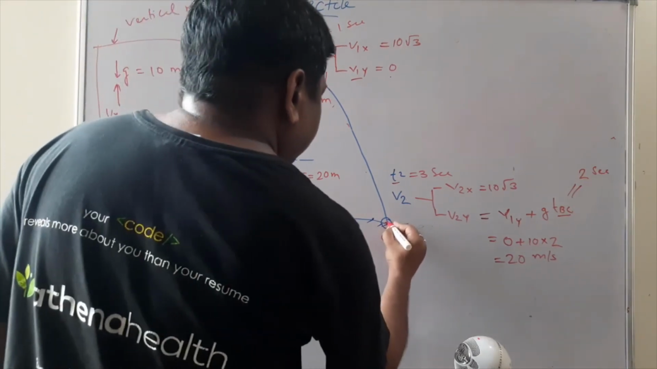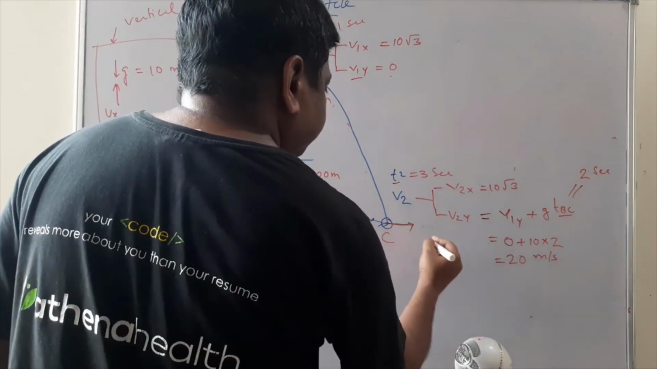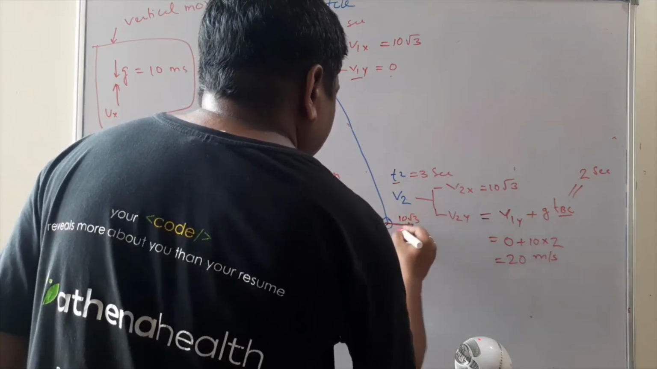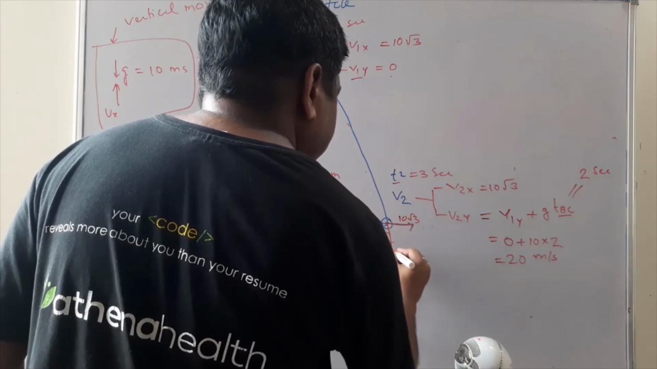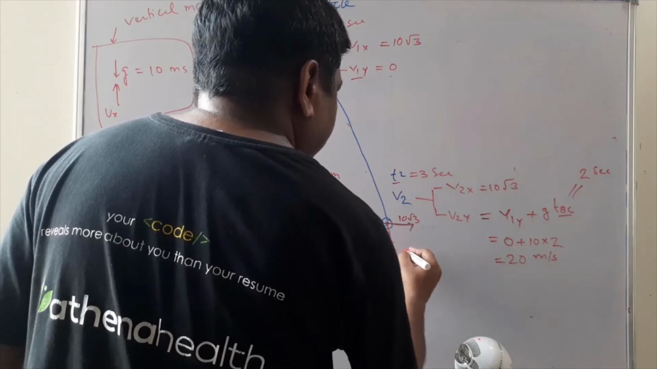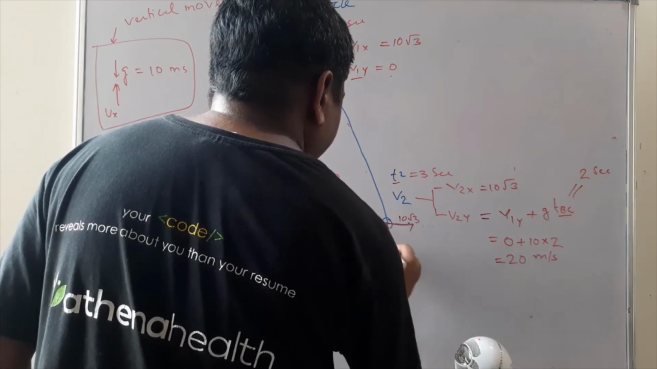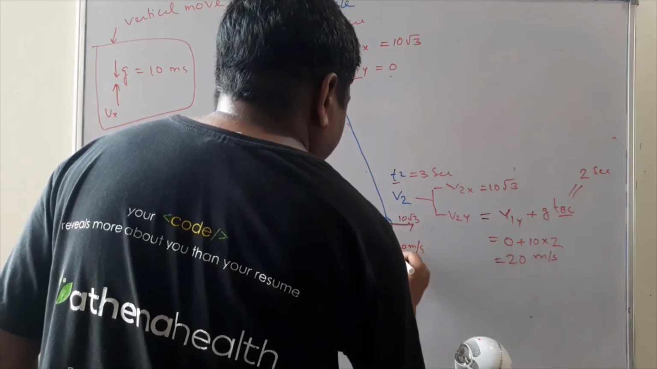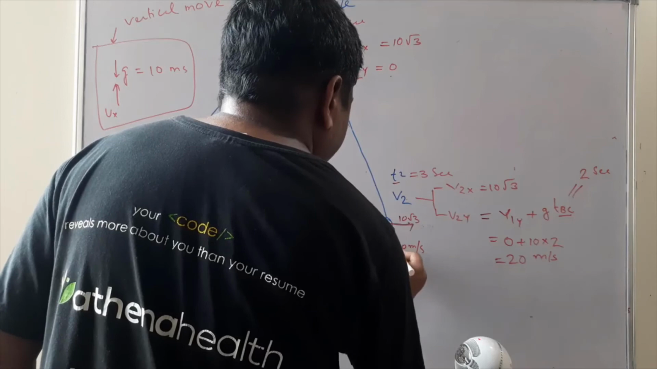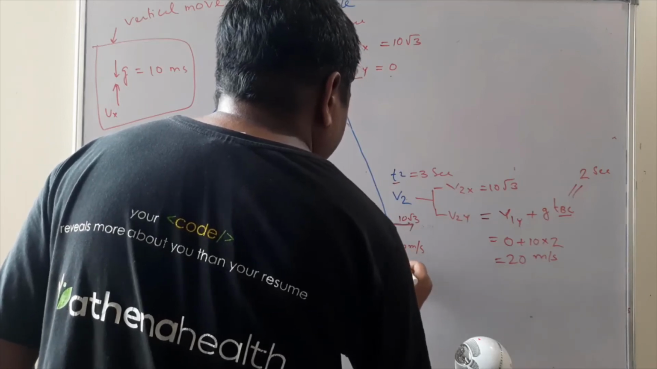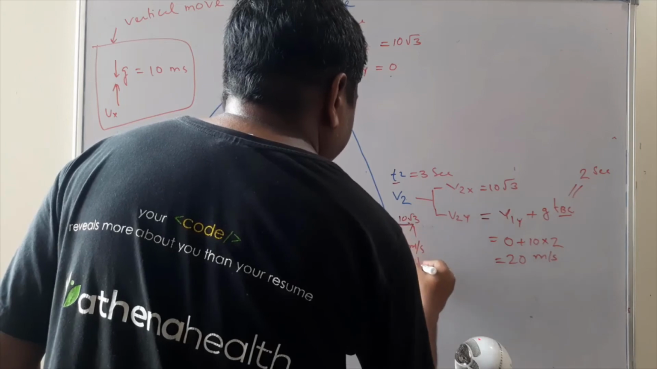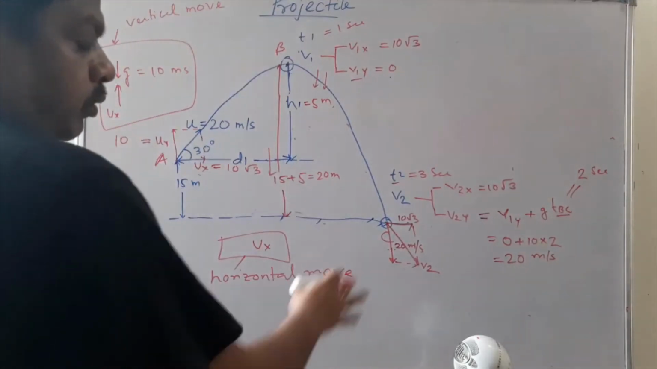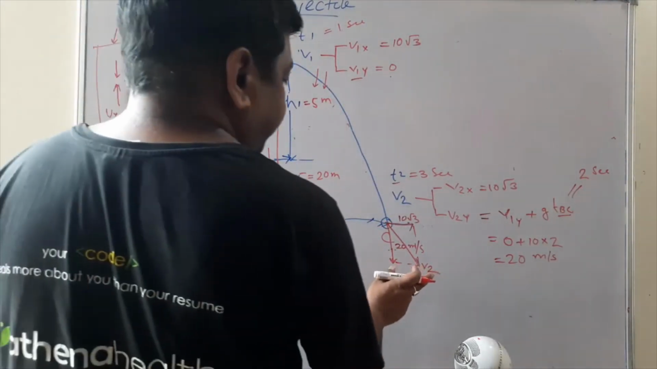So here this is vx, v2x, this is 10 root 3 and this y is 20. Okay, it will be 20. So here using this vector you can calculate the resultant velocity v2. So it is your homework, try to find out v2.